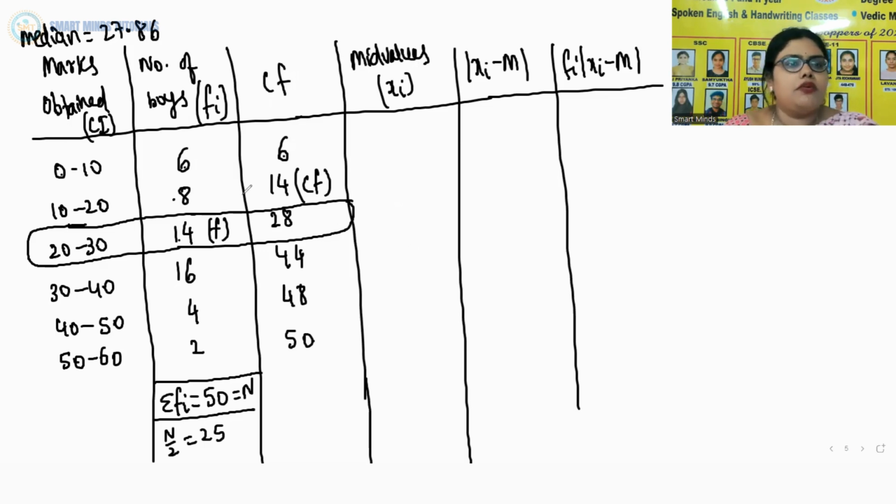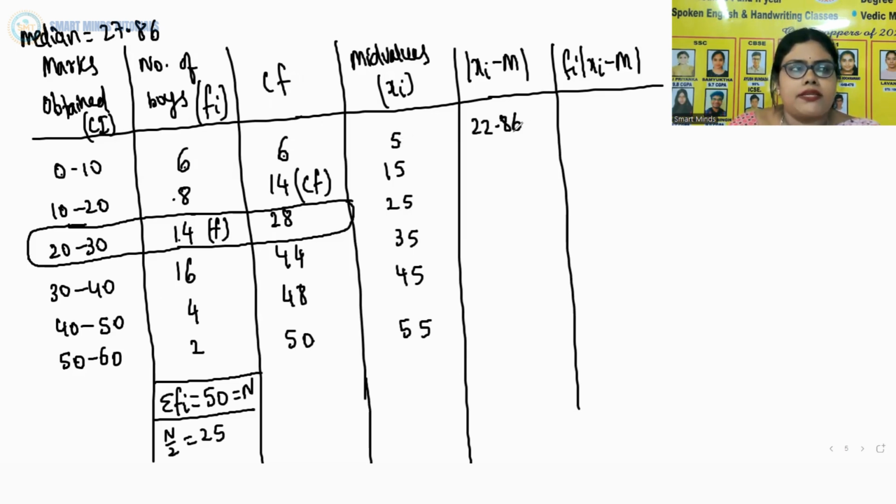Now what are the mid values? Mid value of 0 and 10 is 5. 10 and 20 is 15. Like that you get 25, 35, 45 and 55. Now we need to subtract 5 minus 27.86. What is 27 minus 5? It is 22. So this is 22.86. Now reduce 10 each time. So 22 minus 10 is 12. Then 12 minus 10 is 2.86.